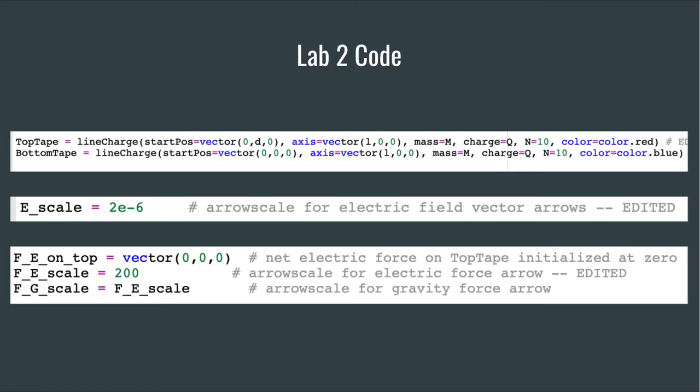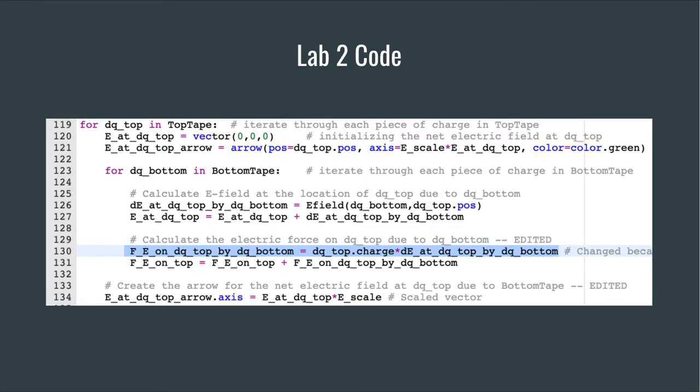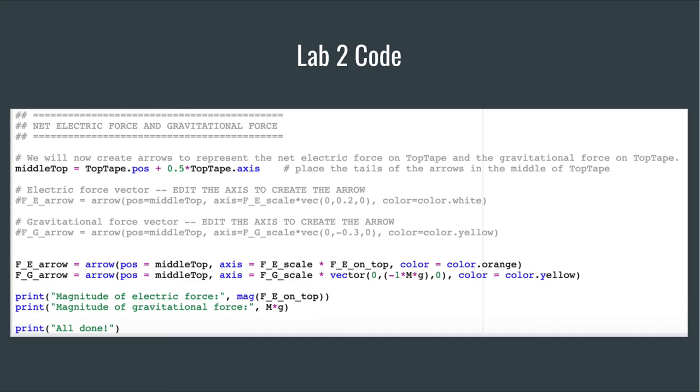I then created my top tape in red and my bottom tape in blue, using the 10 infinitesimal particles and altering the axis to set my bottom tape at y = 0 and my top tape to my measured levitation distance from the experiment. I then altered the various scale factors, and ran a nested for loop to calculate the net E fields and forces on each infinitesimal charge. A key line in this nested loop is line 130, where I applied the concept that F electric equals q times E to each infinitesimal point charge. I finally created the net gravitational and electric forces to complete the model.